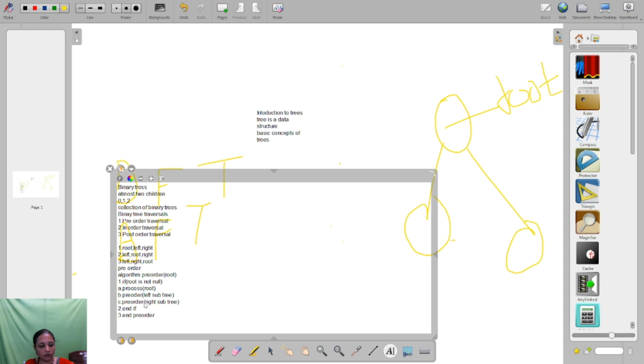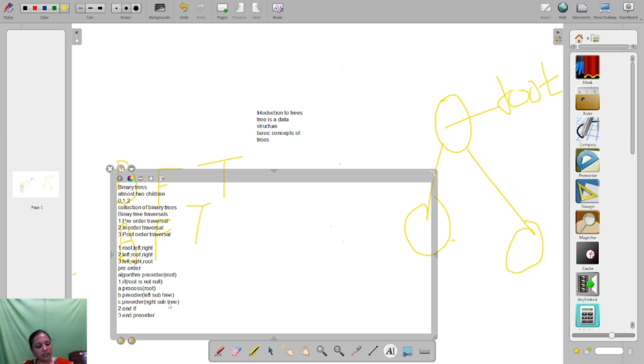Okay. So first you write the pre-order algorithm. Then the entry node is what? Root. Okay. So the first condition, you check if root is not null. The second, if this condition is true, you process the next step. Process root, again process left subtree, and the third one is right subtree. Again you go to the end of this one.